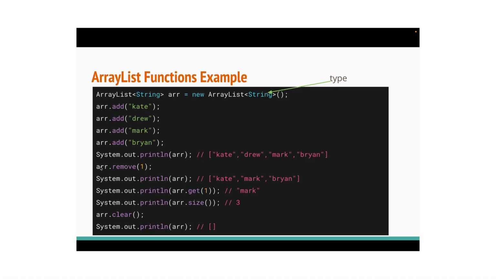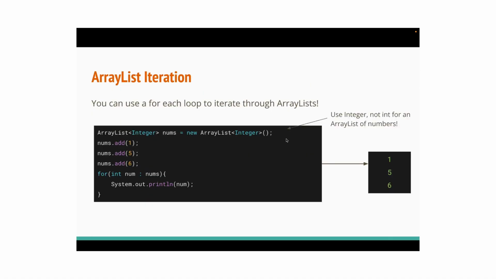Then if you say r.remove(1), it's going to print Kate, Mark, and Brian because it removed Drew. If you may recall, when we remove at 1, the index 1 is actually the second element, so it removed Drew instead of removing Kate. Then if you say System.out.println(r.get(1)), that is going to return the new element at index 1, which is going to be Mark. And if you print out the size, it's going to say 3. Next, if you do r.clear(), it's going to set the list equal to 0. So as you can see here, it has nothing inside of it.